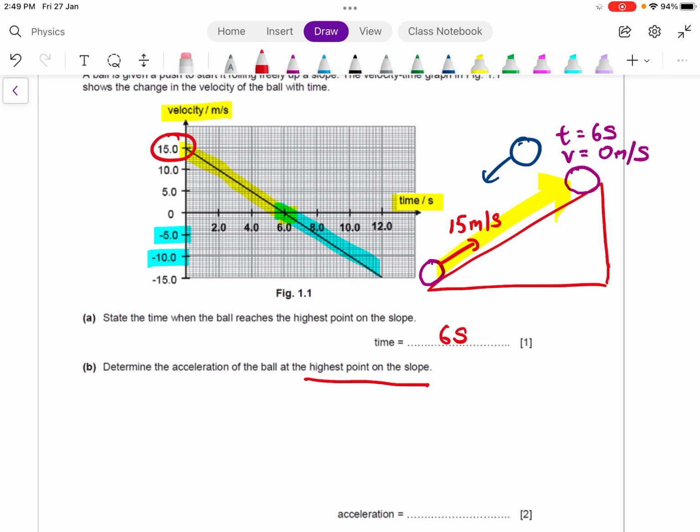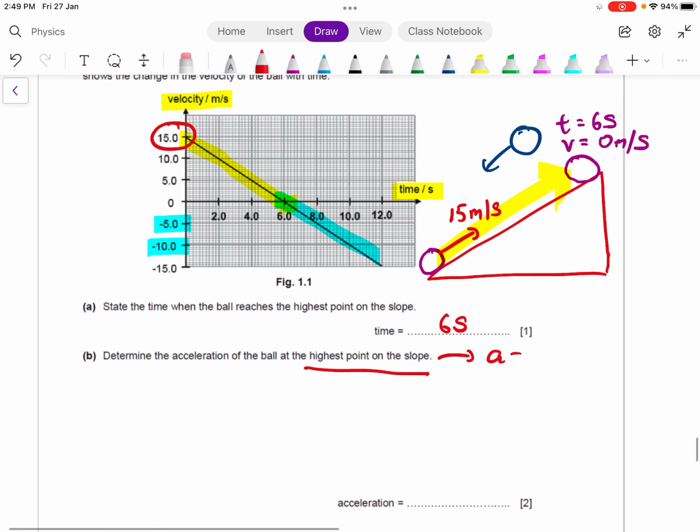For this, just make sure that we know that acceleration at the highest point is not equal to 0. Although you're not moving, it doesn't mean you're not accelerating. So how do I get the acceleration from this velocity time graph? Very simple. You just look at the gradient. You must calculate the gradient. Because it's a straight line, the gradient is the same everywhere, so you just need to calculate any part.